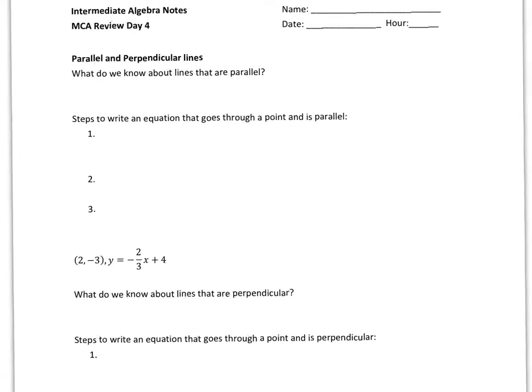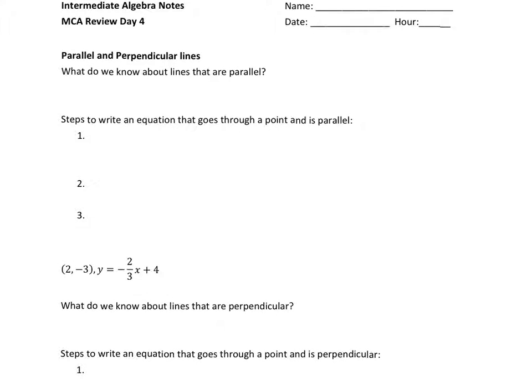Parallel and perpendicular lines. What do we know about lines that are parallel? Well, we know that they never intersect or cross. We also know that they have the same slope, so the value in front of x will be the same. And parallel lines are straight and go on forever, so that's a little bit of a given. So the two major things I would say are that they never intersect and that they have the same slope.